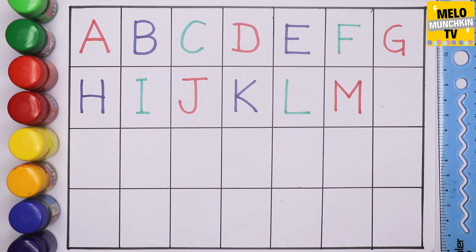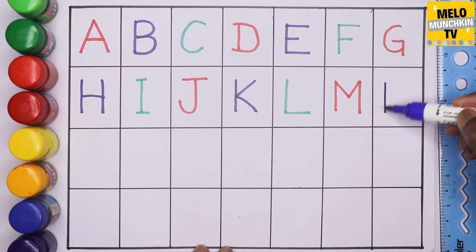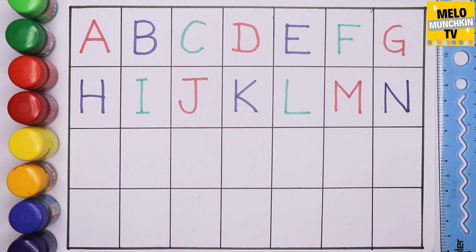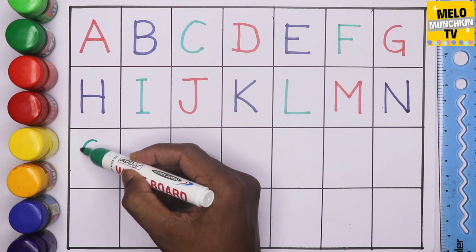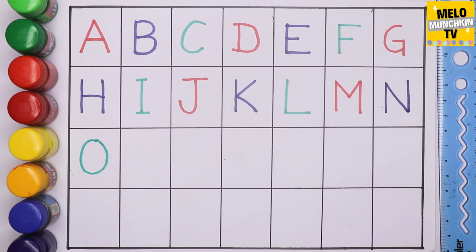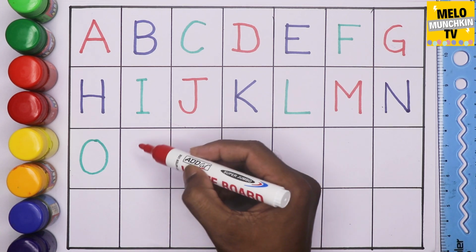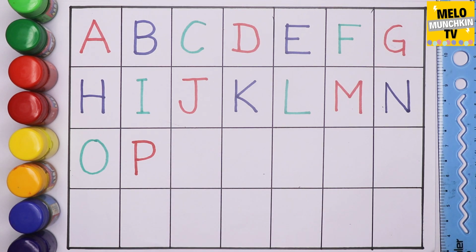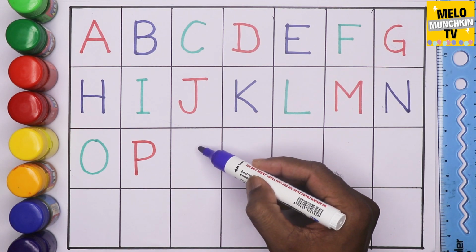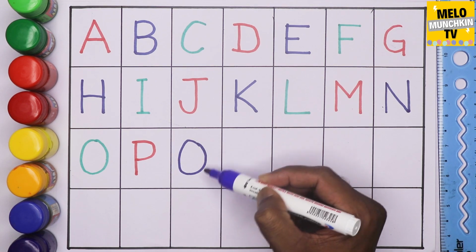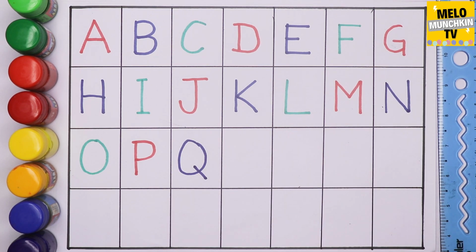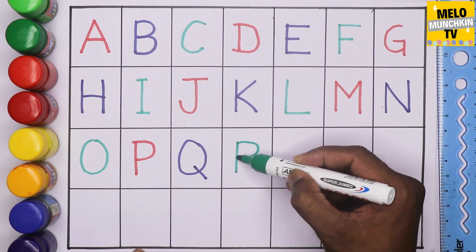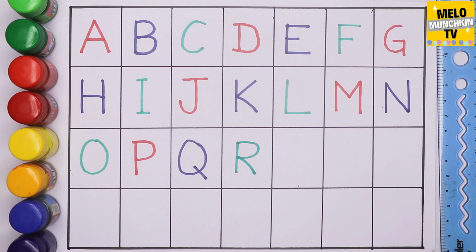M for monkey. N for nest. O for orange. P for peacock. Q for quilt. R for rabbit.